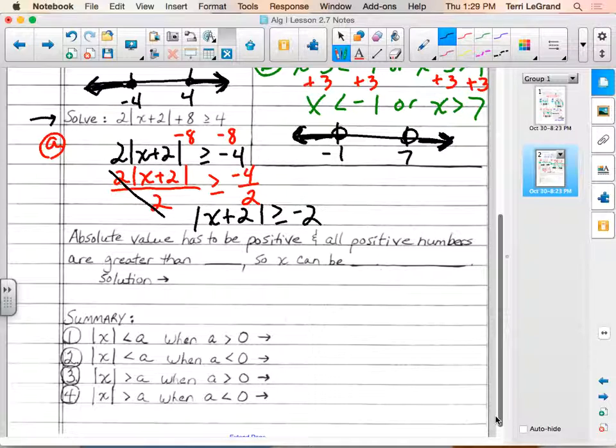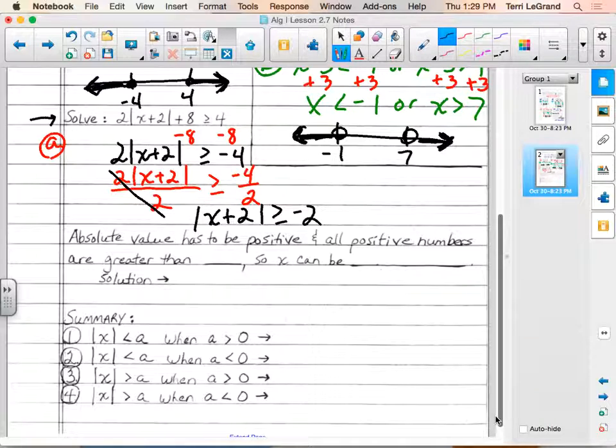x plus 2, its distance, has to be greater than or equal to negative 2. Well, it can't be equal to negative 2, can it? No. Or can it be greater? Can we find some distance that's greater than negative 2? Yes. 0. So starting at 0 and all those other numbers past that, isn't that all positive distance going that way? Okay? Yeah. So absolute value has to be positive.